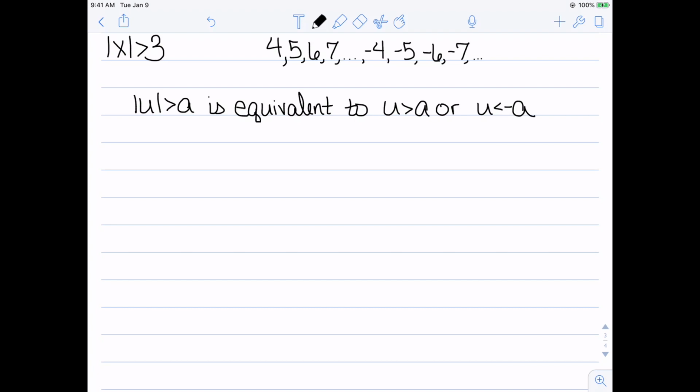So when we're looking at these, the absolute value of u is greater than a is equivalent to u is greater than a or u is less than -a. In our basic example here, we would have x is greater than 3 or x is less than -3. In interval notation, we would have 3 to infinity with parentheses, or -infinity to -3 with parentheses. And as a reminder, we use this symbol for union, looks like a U, to indicate that you have to be one or the other.